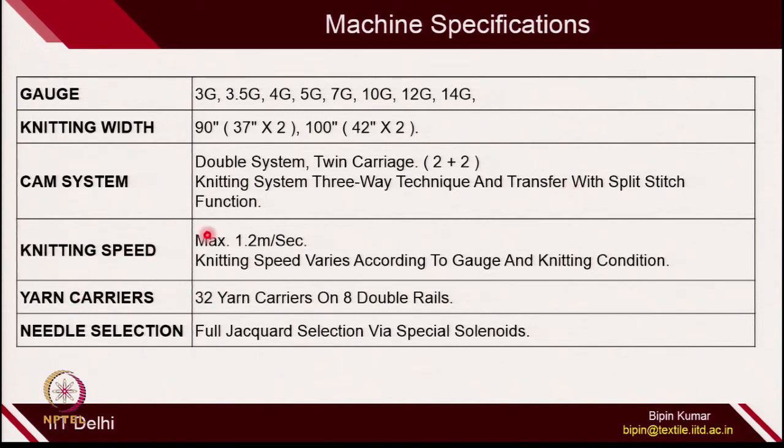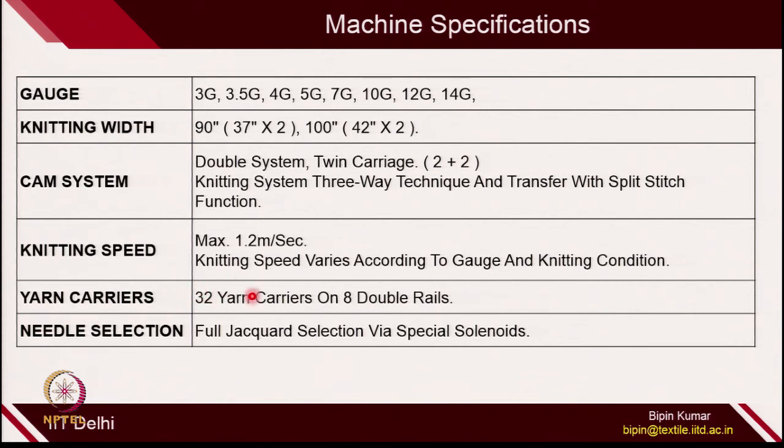Knitting speed, we can have the speed from 0 to 1.2 meters per second. We have also seen this machine which is going up to 1.5 meter or 2 meter per second. Knitting speed definitely varies with the gauge and knitting conditions. But naturally, whenever you go for automation in the knitting technologies, the speed will always be higher than the manual speed. So, you need to take care of this. If you want very high productivity, you must check what is the maximum speed of the machine.